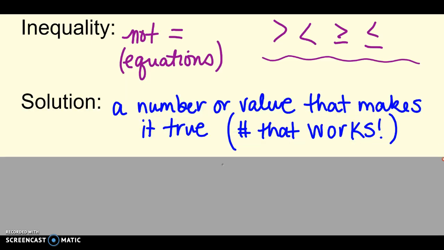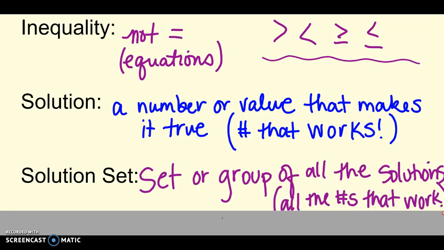You also need to know what it means to have a solution. We had solutions when we did chapter 3, solving equations. Well, we still have solutions now when we solve inequalities. So a solution is a number or a value that makes it true, a number that works. So you're going to be able to solve inequalities just like we did with equalities.